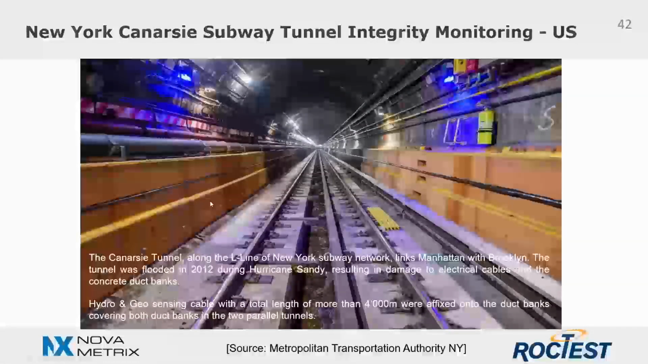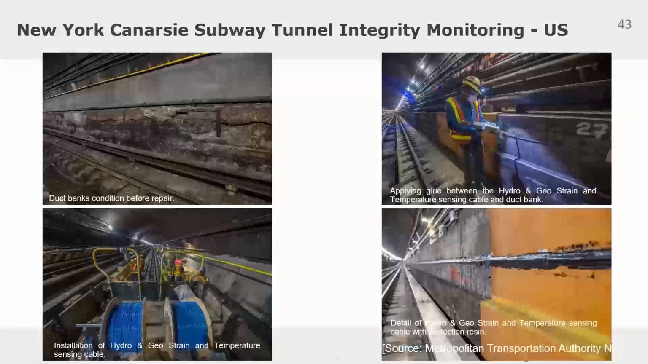resulting in damage of the concrete banks that you can see here on the two sides. So here more than 4 kilometers of strain sensing cable were affixed onto the banks, covering both banks in the two parallel tunnels. Early abnormal strains that could induce a collapse of the banks on the train bank are now detected by this monitoring system, which automatically triggers an alarm to stop the train traffic and allows visual inspection inside the tunnel.